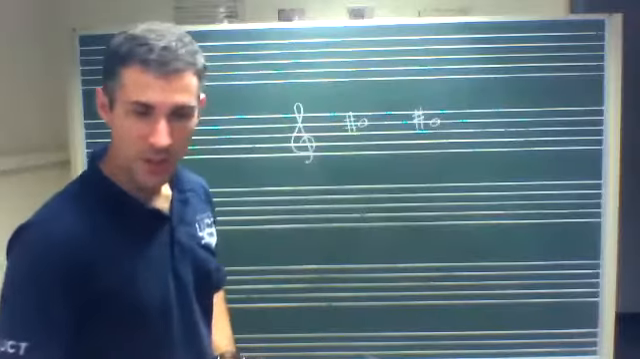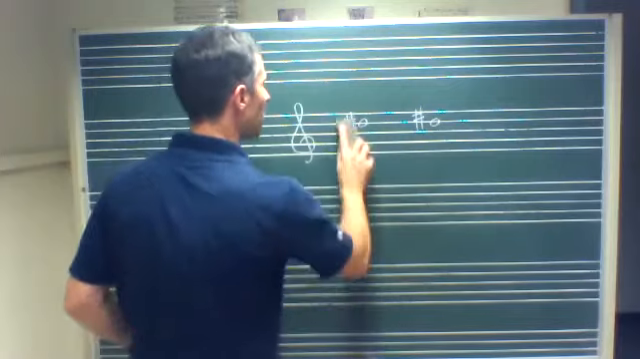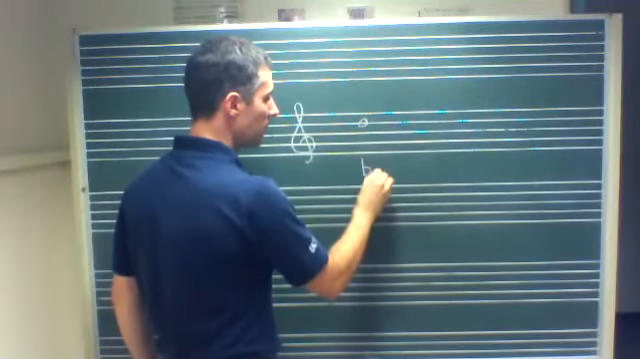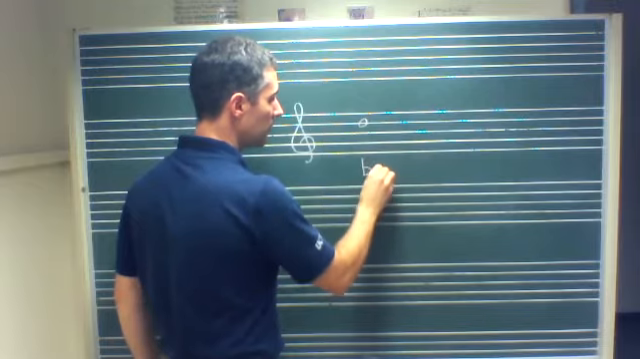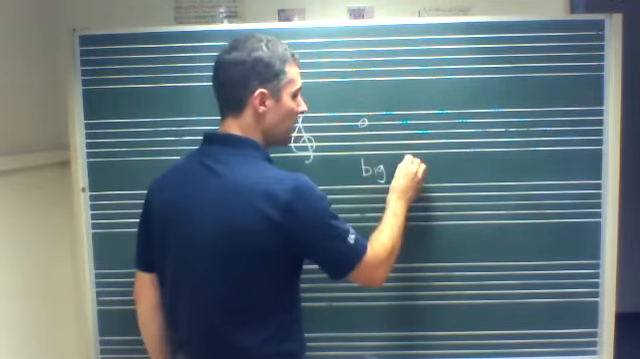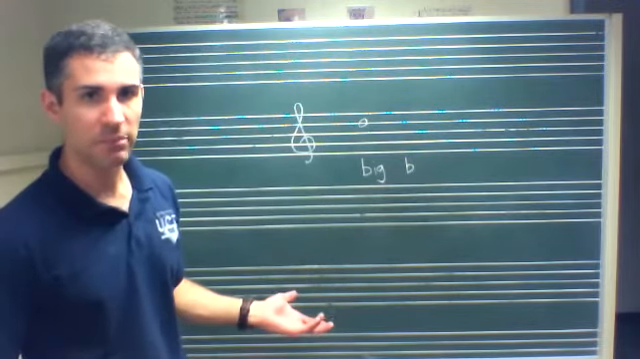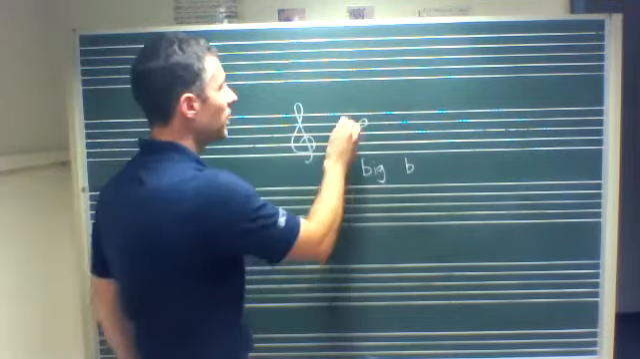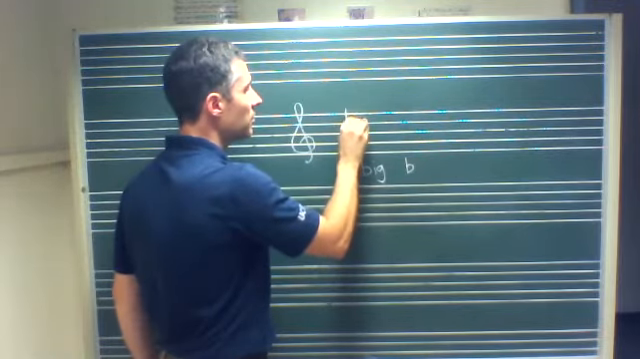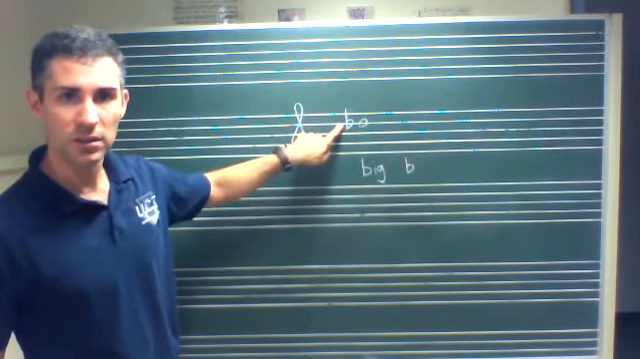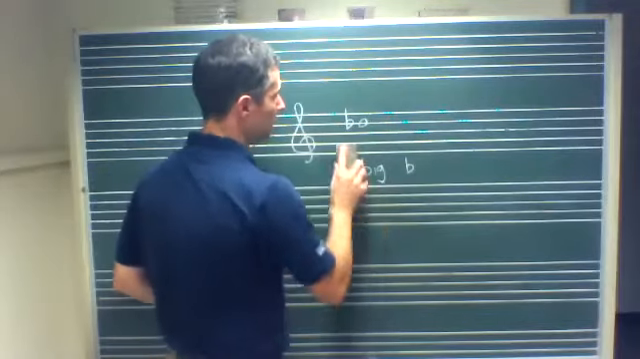Same with the flat. The flat, by the way, is like a B. If you write it big, like that, it's just a B with a slightly rounded top. So it basically means B anyway. So you write the B so that the line goes directly through it. Okay, the natural sign is a little bit more tricky.